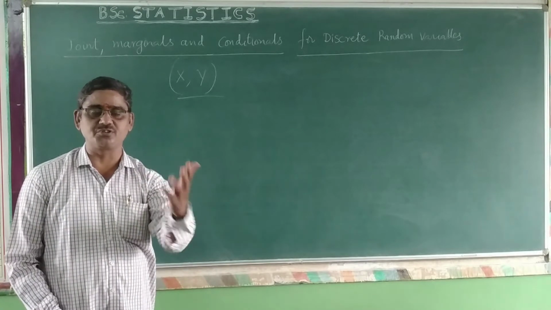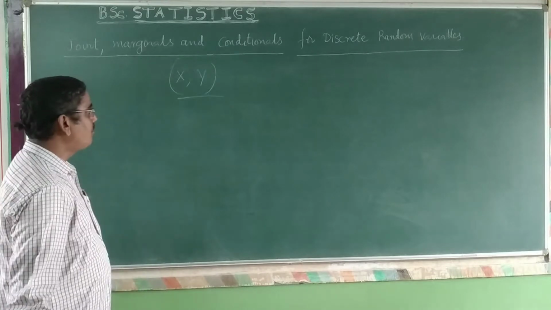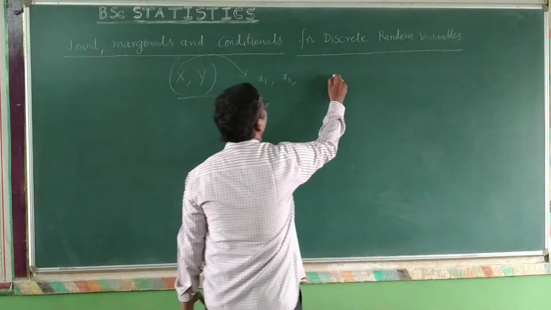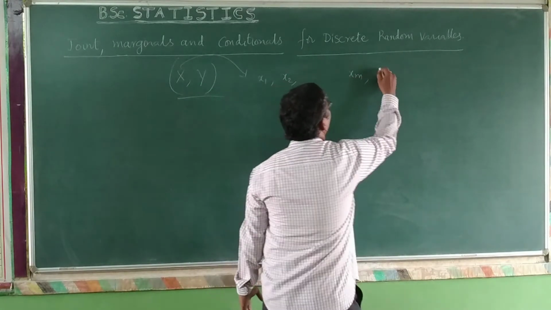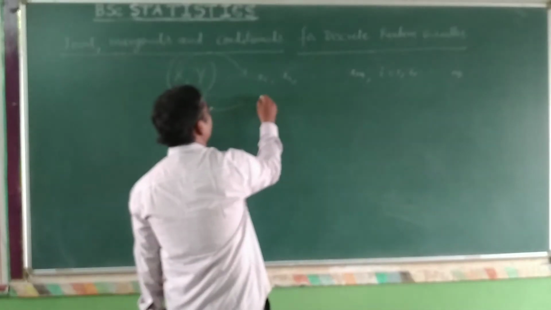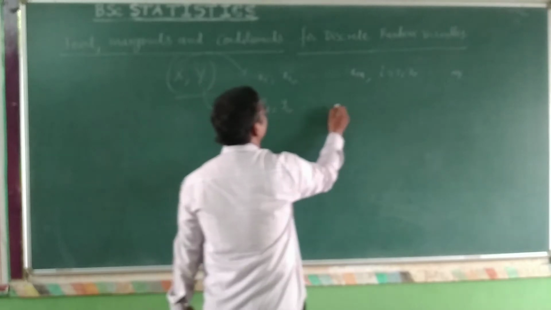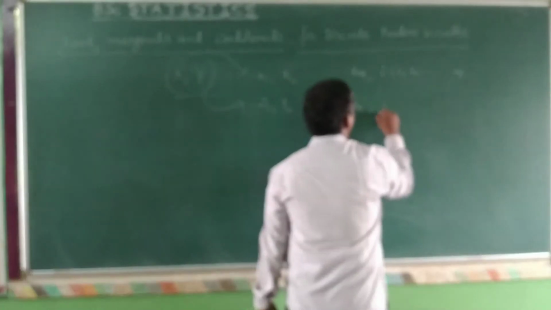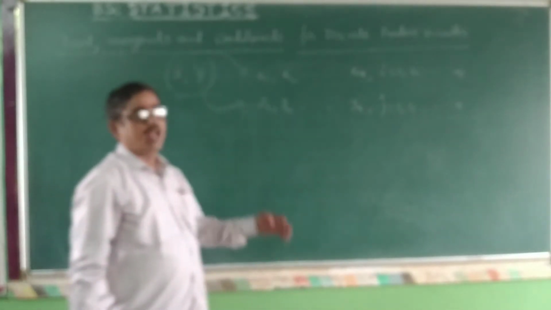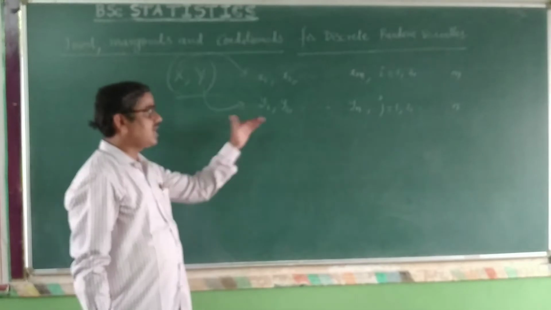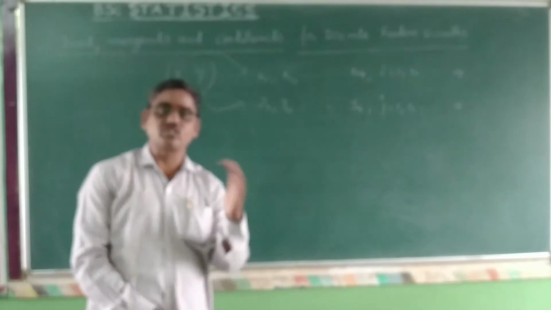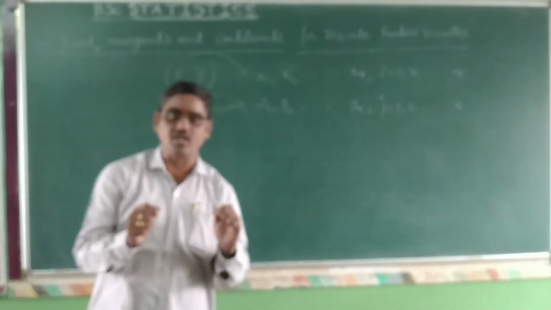In a bivariate distribution, this is going to be considered. For example, consider x taking the values x1, x2 and so on xm, which means let us consider i is equal to 1, 2 and so on m. Similarly, y is taking the values y1, y2 and so on yn, in which let us consider j is equal to 1, 2 and so on n. X takes m values and y takes n values. Now I start the concepts: joint, marginal and conditionals.